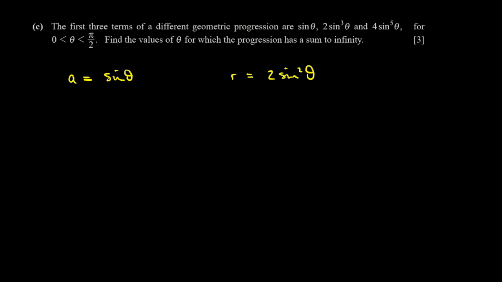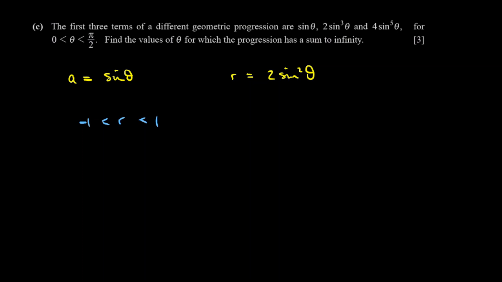Okay then, well, what's the condition for a sum to infinity? The condition for a sum to infinity is that the common ratio needs to be between -1 and +1. Now, that's really the key fact you need to know in order to be able to do this question. If you don't know that fact, you can't do the question.